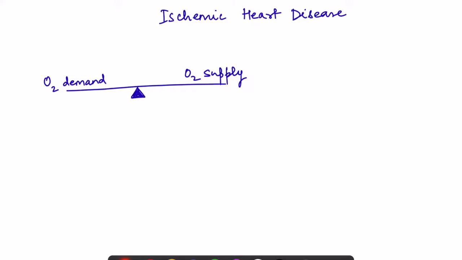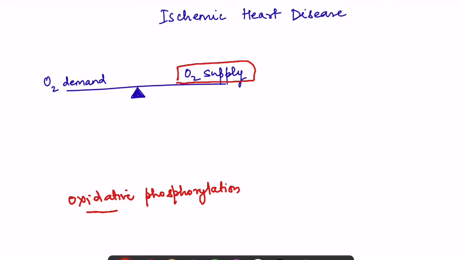Heart muscle depends exclusively on oxidative phosphorylation for energy needs. Oxidative phosphorylation means that only with the utilization of oxygen is ATP produced within the mitochondria. So there should be a continuous supply of oxygen for the functioning of the heart. In fact, there should be a balance between the oxygen supply and oxygen demand. If there is an imbalance, then it leads to ischemic heart disease.